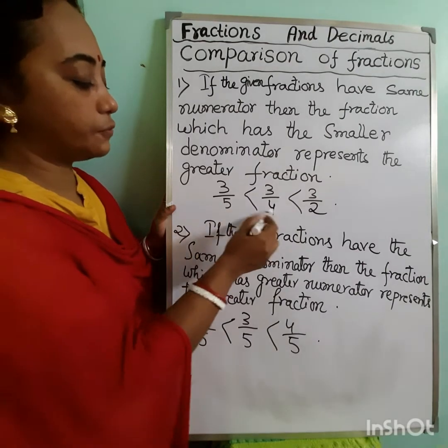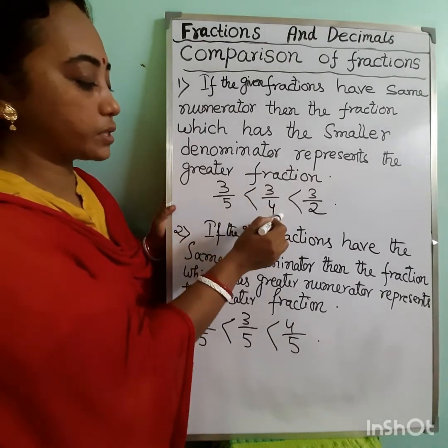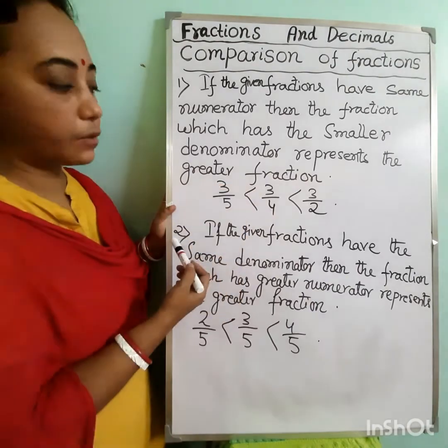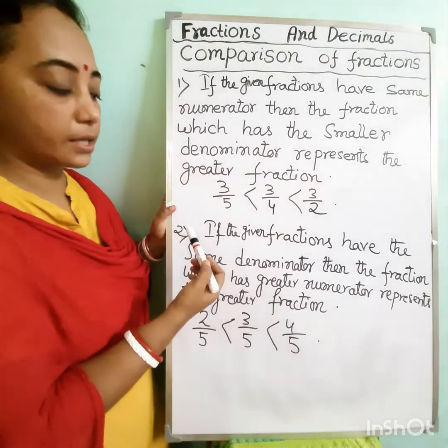Again, between 5 and 4, 4 is the smaller one. So 3 by 4 is the greater fraction as compared to 3 by 5. So in this way, we can easily compare when their numerators are the same.